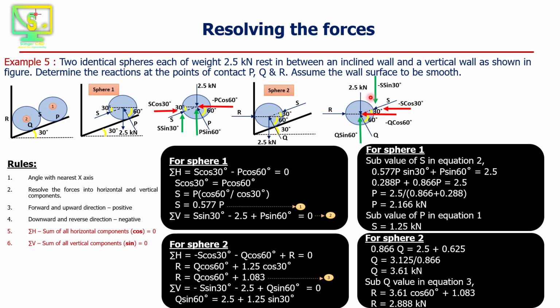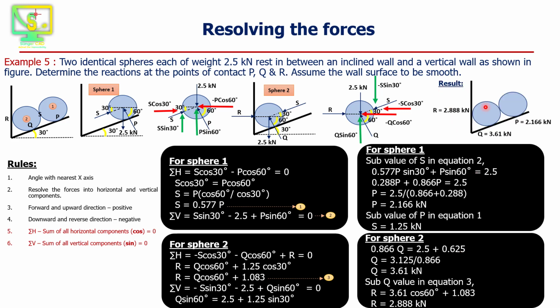Q sin 60 minus S sin 30 minus 2.5, which is equal to 0. Now in this equation, Q is the only unknown, and we can find the value of Q by solving this. Substitute this Q value in the equation 3, we get the value of R. R is equal to 2.88 kN.